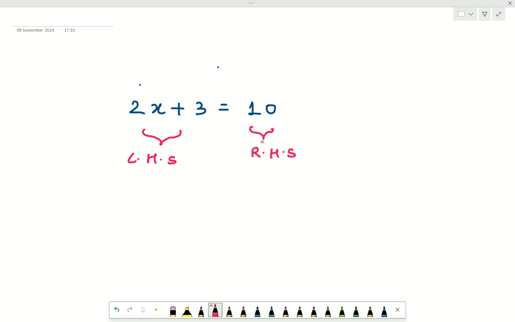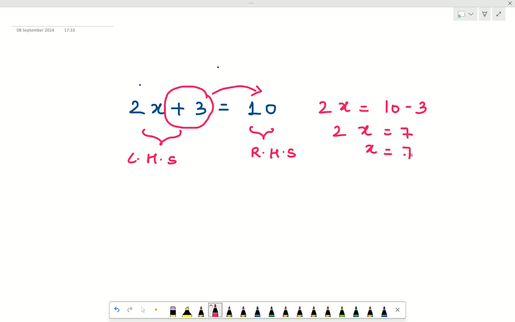Then I told you that if something is positive, like plus 3, see, 3 and 10 are similar looking terms. You cannot solve 2x and 3 together. So you simply shift that 3 to the other side. Now you will have 2x is equal to 10 minus 3. So 2x is going to be 7, where x is going to be 7 by 2. You can leave it as a fraction, or if you want you can go for the decimal, right?